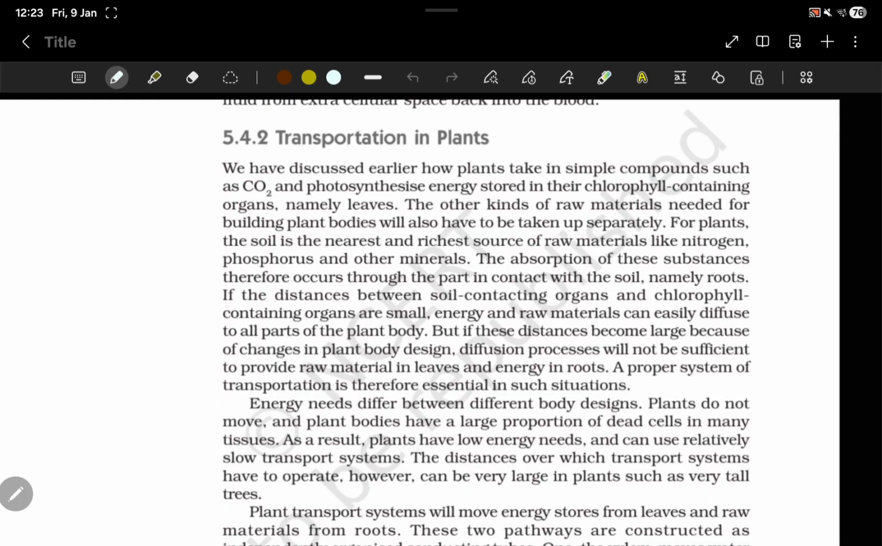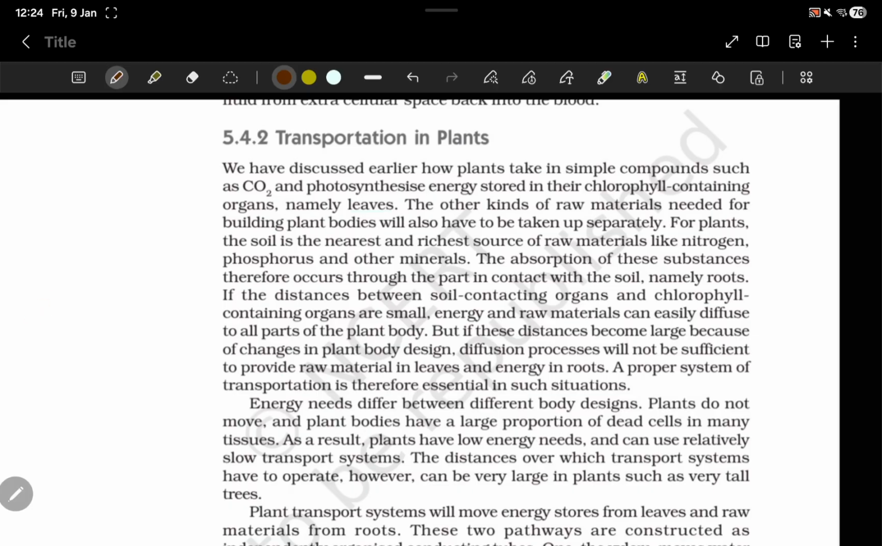It says, we have discussed earlier that plants take carbon dioxide, water, sunlight, and they do the process of photosynthesis. Now what is photosynthesis? Photosynthesis is the process by which plants make their own food. So by taking carbon dioxide and water, in the presence of sunlight, they make their own food. This process of photosynthesis happens in the leaves, and leaves contain chlorophyll.